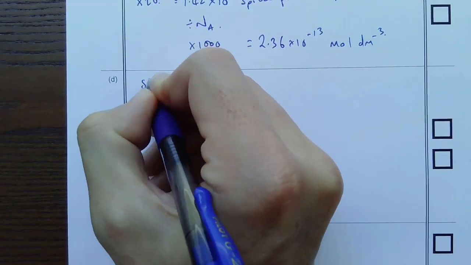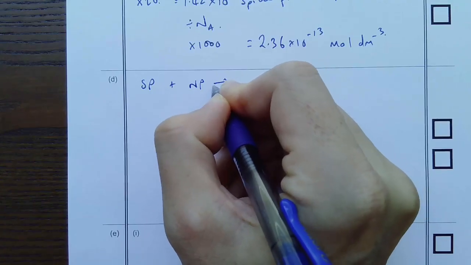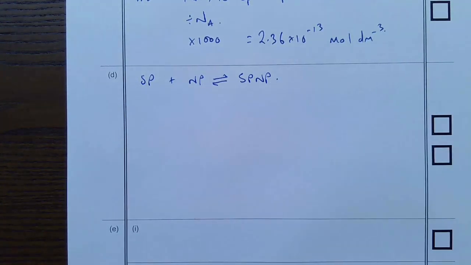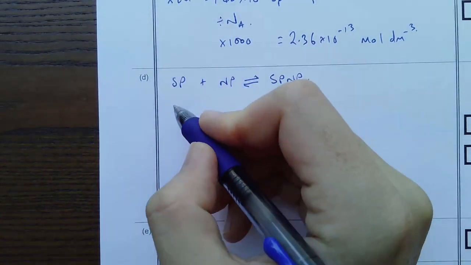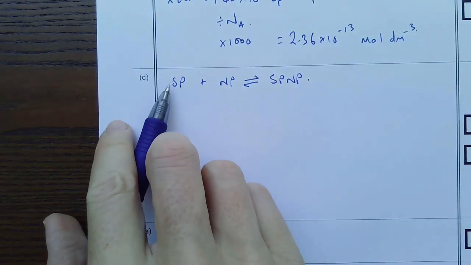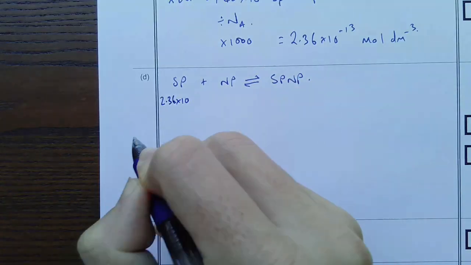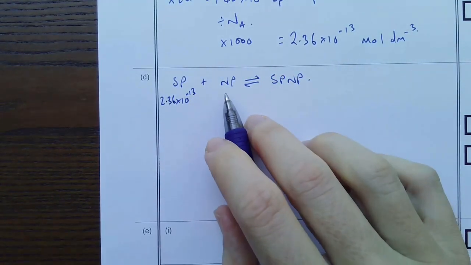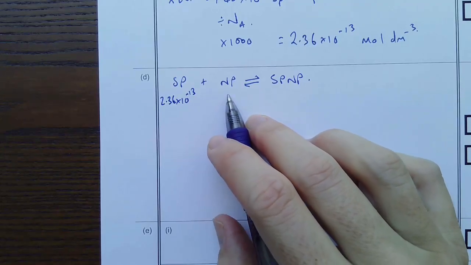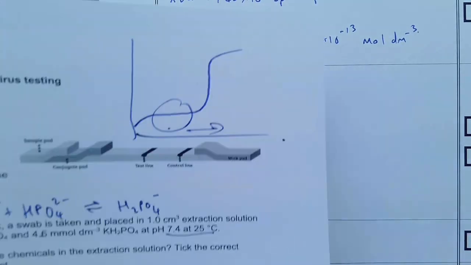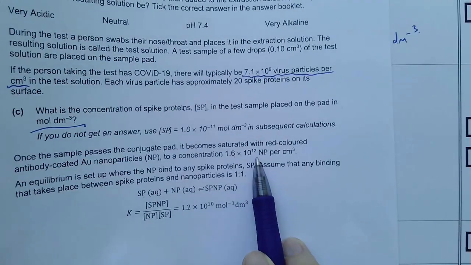So I'm going to write it out myself. SP plus NP, my spike protein and my gold nanoparticle, gives me my spike protein nanoparticle bound together. Fine. And then I know that the initial concentration of this is what I just worked out, 2.36 times 10 to the minus 13. Fine. I know my nanoparticle concentration, and this is the number one annoying thing about this question. What is the concentration of the nanoparticles? Oh, well, look, it's just 1.6 times 10 to the power of 12.